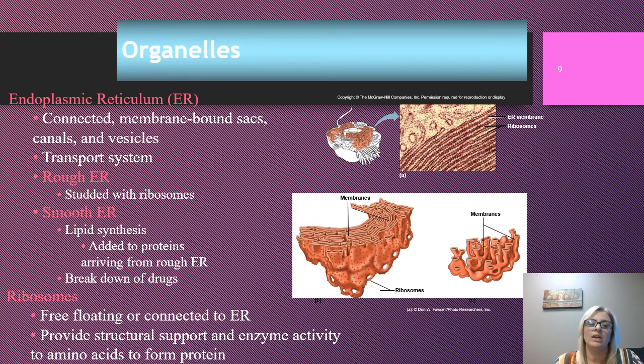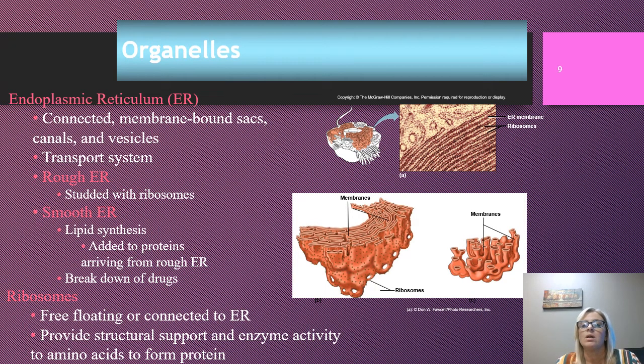We have the rough ER, which is going to be rough in appearance because it is studded with many ribosomes. Ribosomes here are sites of protein synthesis. That is really important, okay? Smooth endoplasmic reticulum, or smooth ER, does not have ribosomes, so that's why we call it smooth. And this is where lipids are made. Fats are absorbed and broken down.